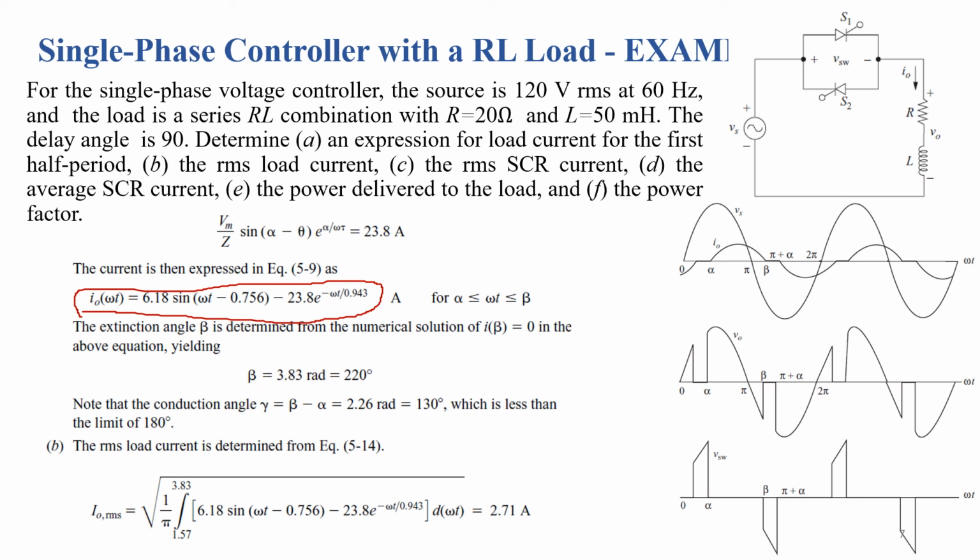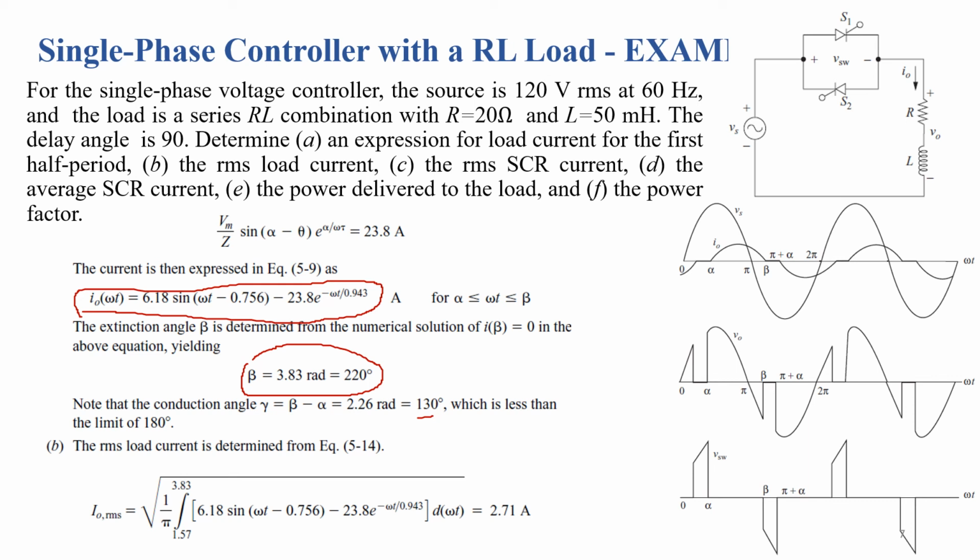We can also compute the extinction angle beta by setting omega t equal to beta in the above equation, and we get beta equal to 220 degrees. And we can also compute the conduction angle gamma, which is equal to beta minus alpha. Here we can clearly see that the conduction angle gamma is less than pi. If the conduction angle equals pi, meaning 180 degrees, then the output voltage waveform is similar to the input waveform.